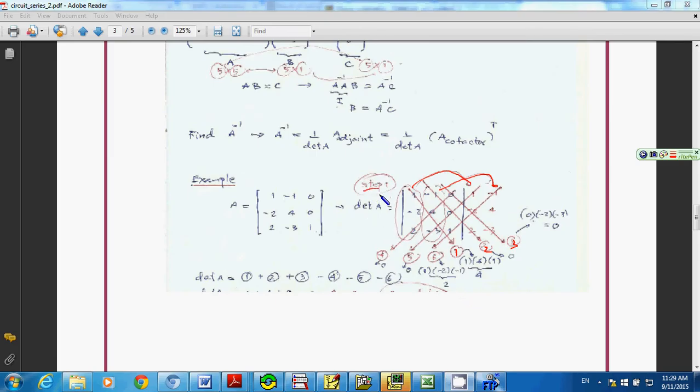Now that's why I put step 1 to find determinant. Keep in mind what we are doing here. We are looking for A inverse. Now the next step, you need to find cofactors.